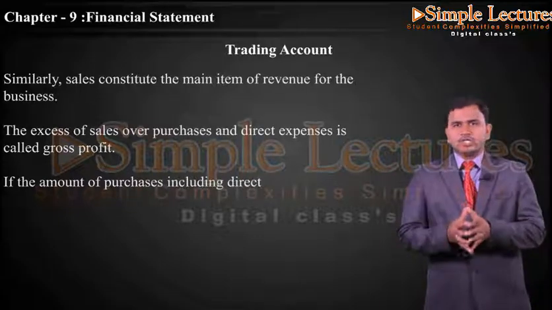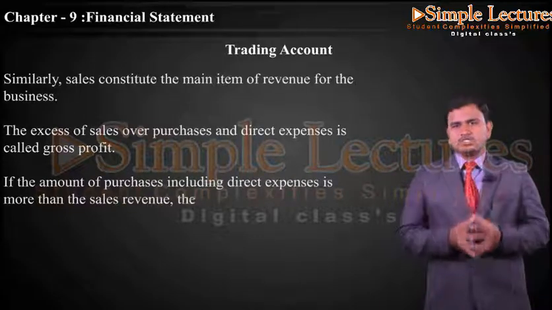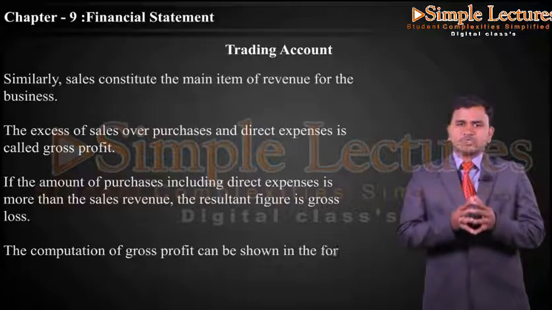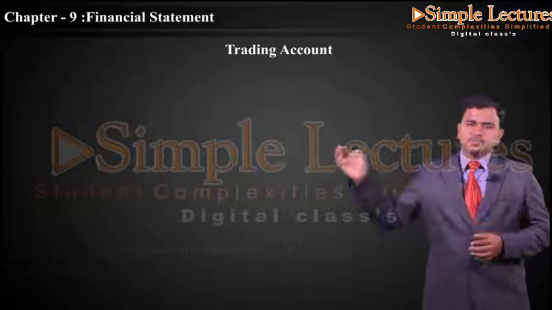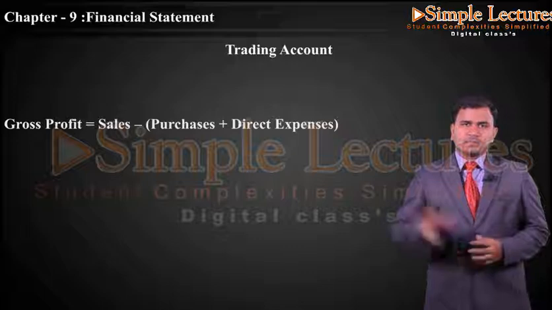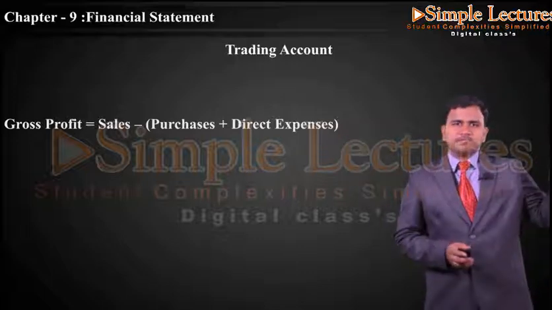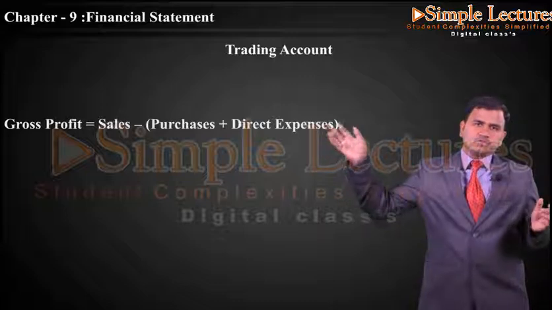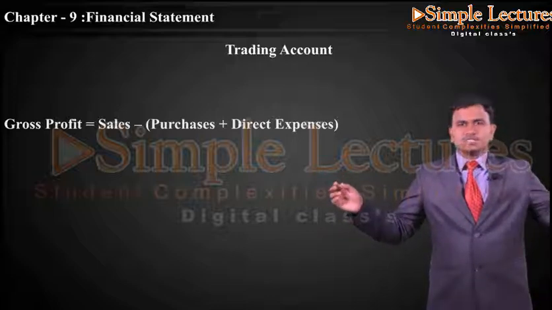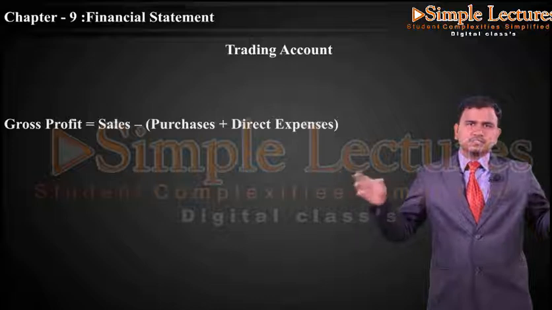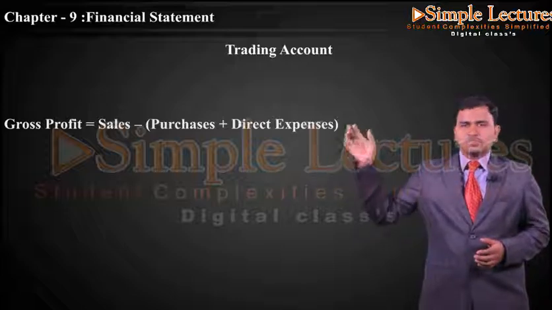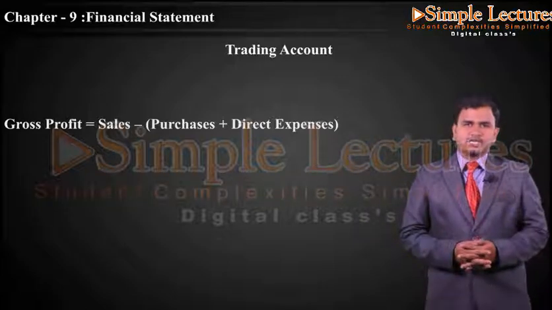If the amount of purchases including direct expenses is more than the sales revenue, the resulting figure is gross loss. The computation of gross profit can be shown in the form of an equation where gross profit is equal to sales minus purchases plus direct expenses. The same equation we have applied in the table where on the debit side we have considered all purchases along with the opening stock and direct expenses. On the credit side we have considered the sales. If sales is more, that sales will be considered and these purchases and expenses will be deducted from that. So the same was taken in the equation here. Gross profit is equal to sales minus purchases plus direct expenses.